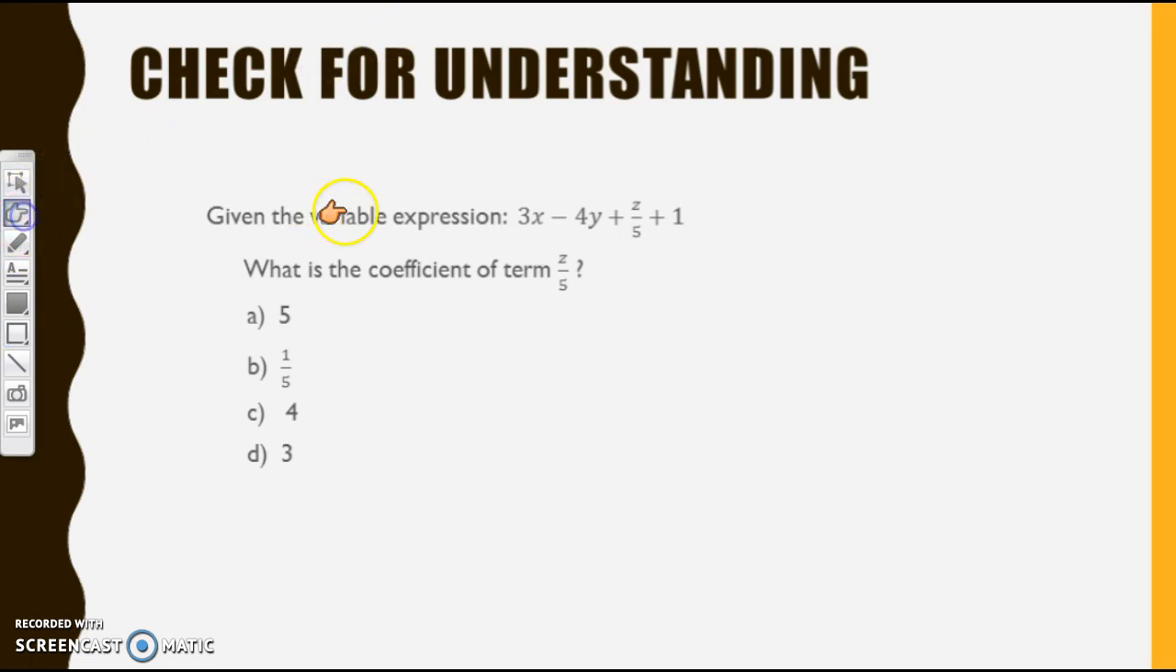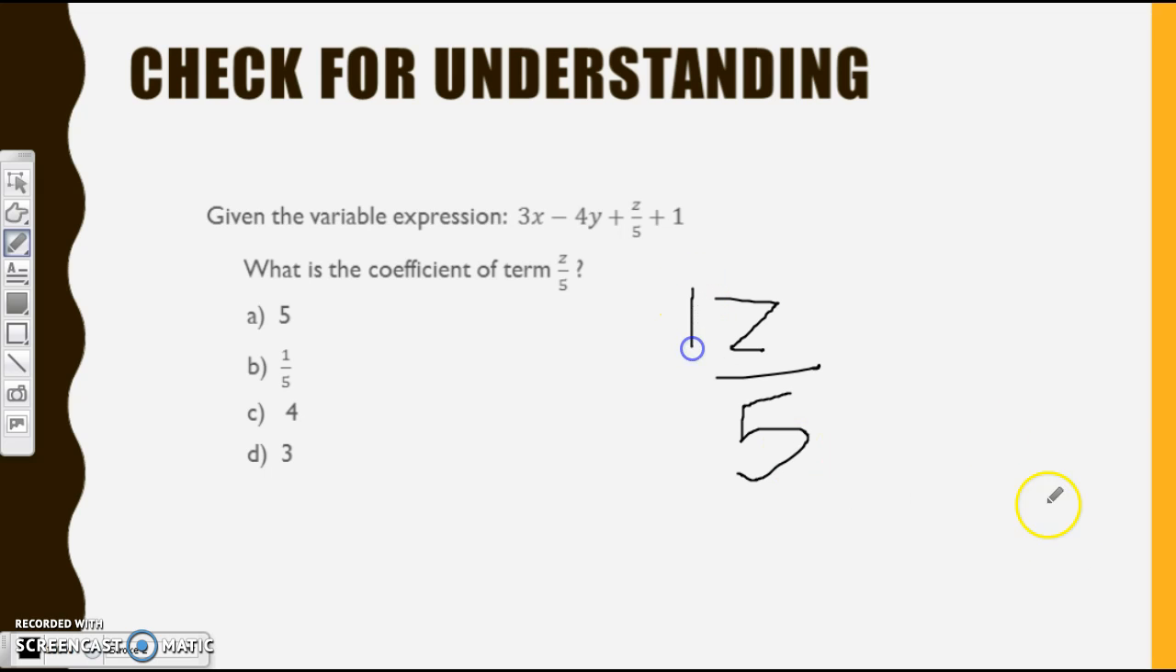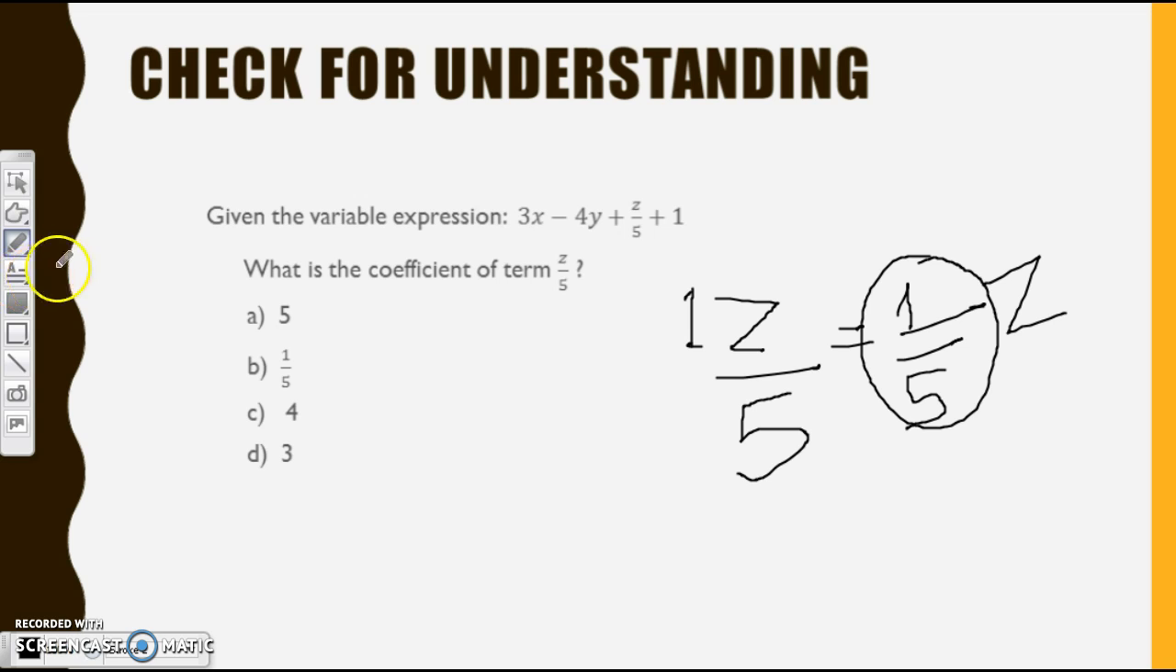Okay, so for this one, same variable expression. What is the coefficient of the term z over 5? Well, this is where we have to ask, what number is in front of z? Or how many z's do I have? Well, I have 1 z. That's a 1. So another way I can write this is I can push that z off to the side and write it as 1 over 5 z. So this is my number in front of my z, and that's called a coefficient. So the coefficient of the term is 1 over 5. Whenever I have a fraction, my coefficient is the number on top over the number on bottom.